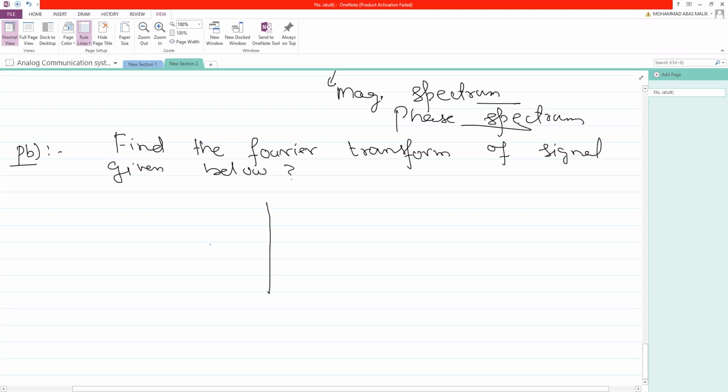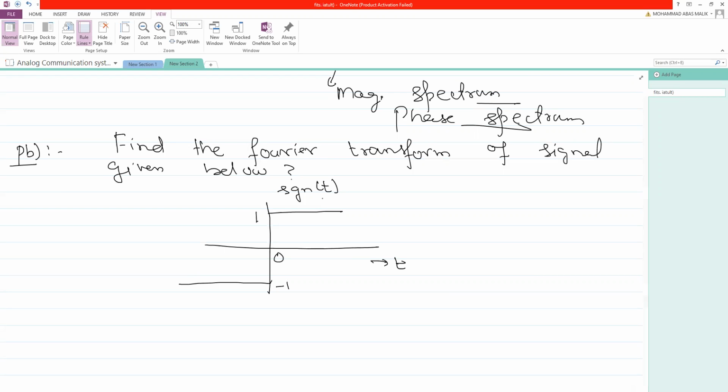What's the signal? This. This value is equal to 1. This is 0. This is minus 1. This is t. This signal is called signum of t. This signal is your signum of t, right? Now tell me, is this an even signal or an odd signal? Is this signal even or odd? Anybody?